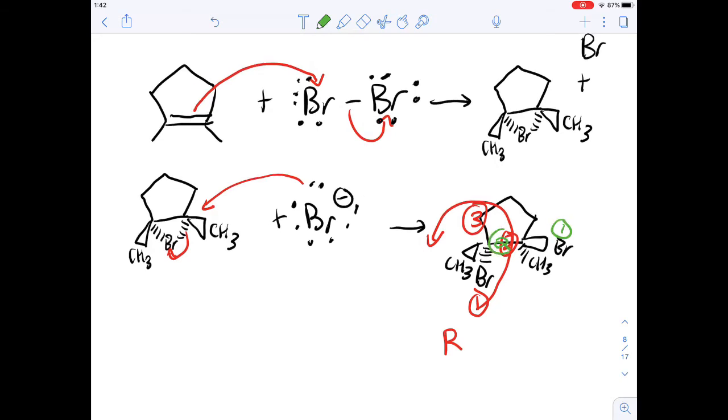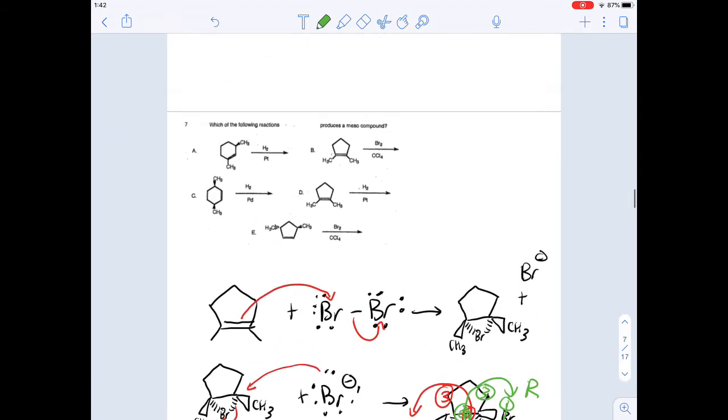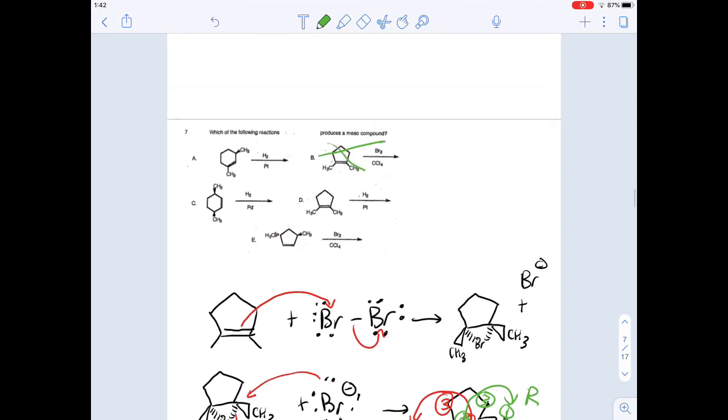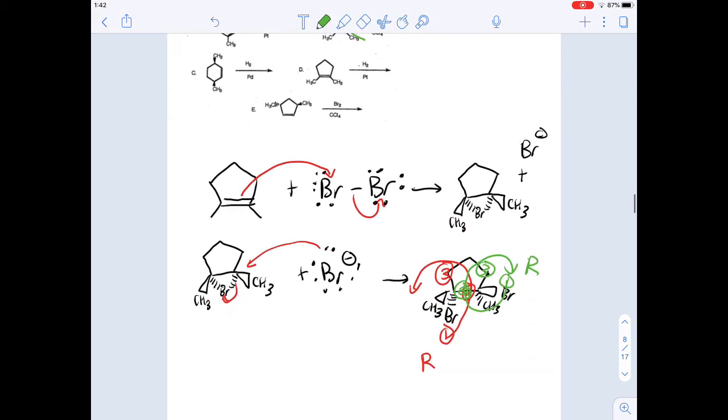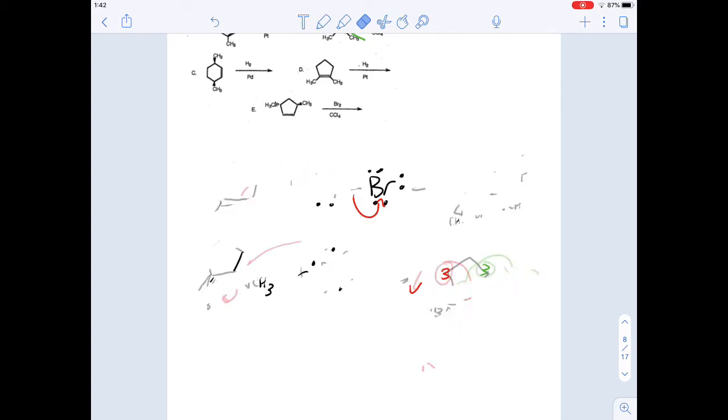The rest of your chain on this side is going to be 2, and then 3 is going to be up here. Hold up. So it's going to go this way, and it's going to be R. So both stereo centers are R, and that means this product is not meso. So you can go ahead and cross out B. It's not meso. Okay, I'm going to erase, and we'll move on to the next one.